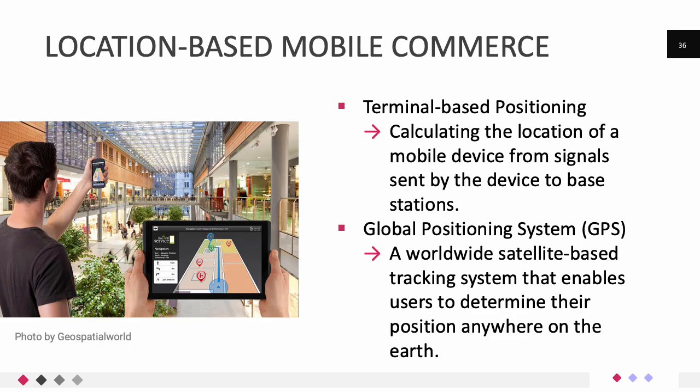Okay, so now let's talk about terminal-based positioning and GPS. Terminal-based positioning means that your phone sends signals to nearby cell towers, and based on how strong those signals are, the system estimates your location. So it's like your phone saying, "Hey, I'm somewhere near this tower."